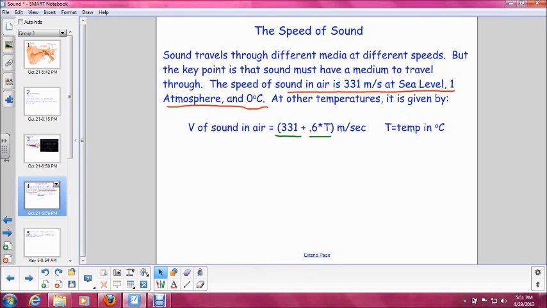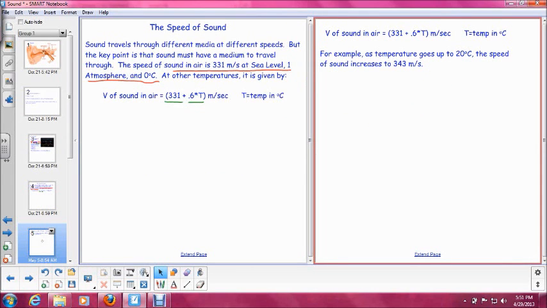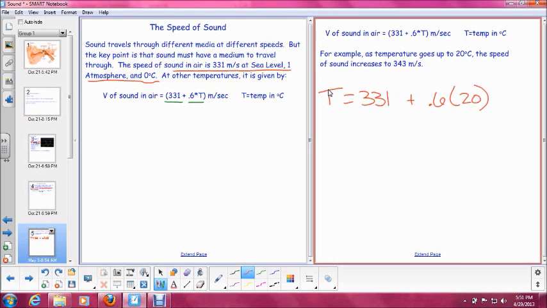So, for example, if we were to say that it is 20 degrees Celsius out, which is about room temperature, between 68 and 70 degrees Fahrenheit, we would use this equation to find the speed. It would be 331 plus 0.6 times 20, 20 being our degrees Celsius. This becomes 331 plus 12, if you multiply 0.6 by 20. So when you add 331 and 12, the speed equals 343 meters per second.